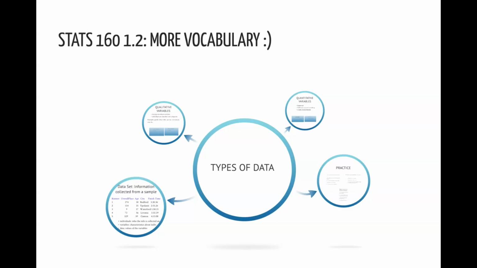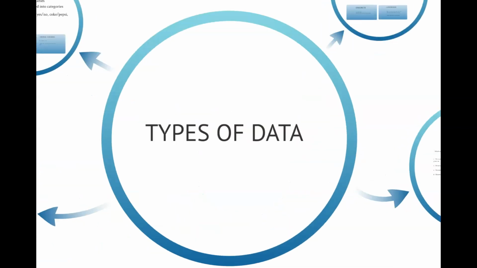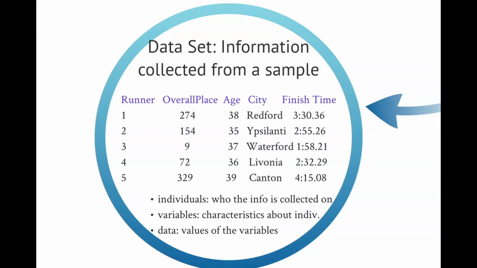Okay, let's continue talking about vocab in this video, but this time the emphasis is going to be on types of data. Whenever we're talking about types of data or data in general, we are usually starting with what's called a data set. A data set is simply a table of values, or you can think of it as just any kind of a display of information that's collected from a sample.